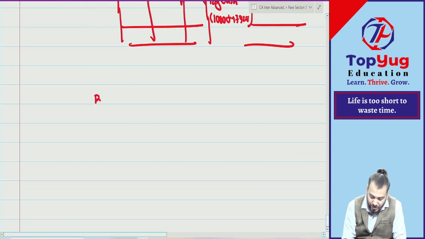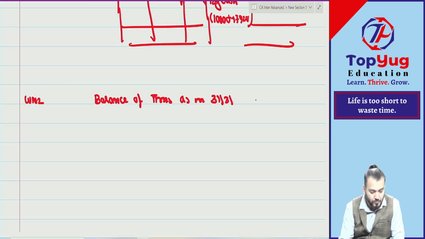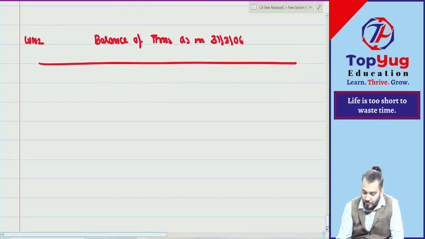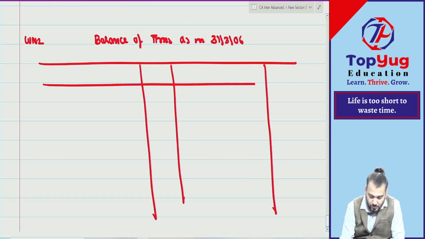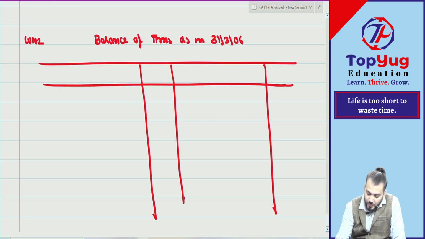So now we'll prepare the balance sheet, meaning working note number 2. We are preparing the balance sheet of the firm only, as on 31st March 2006. Correct. Tell me, what are the assets and liabilities given? They have given the book value, the value of other assets and liabilities as on 31st March.